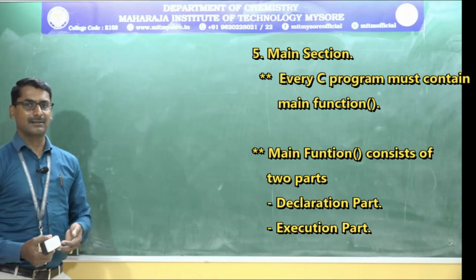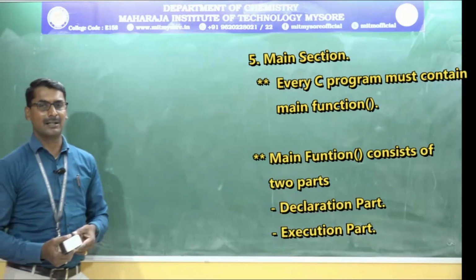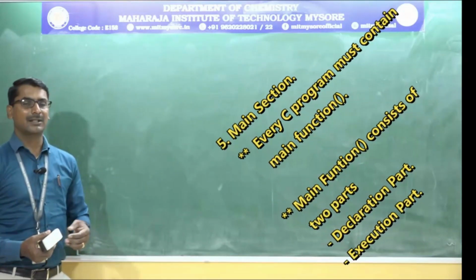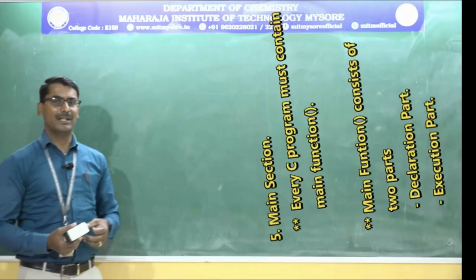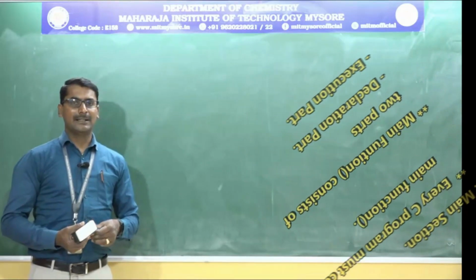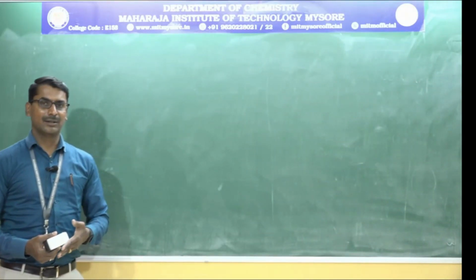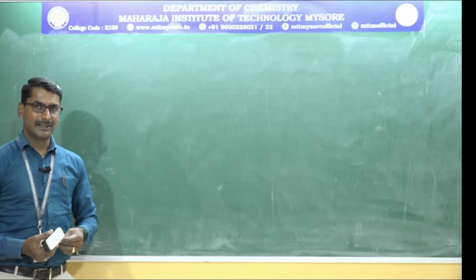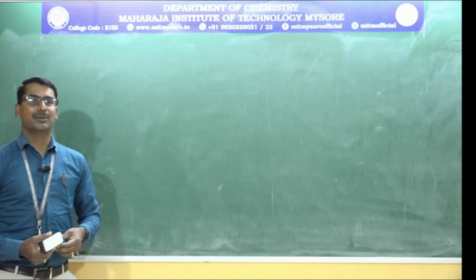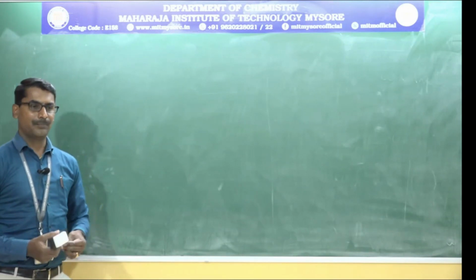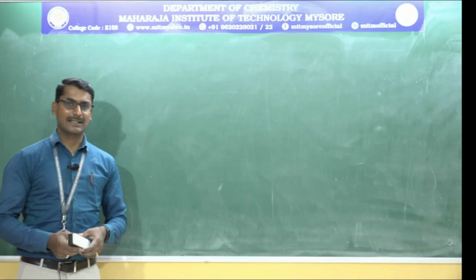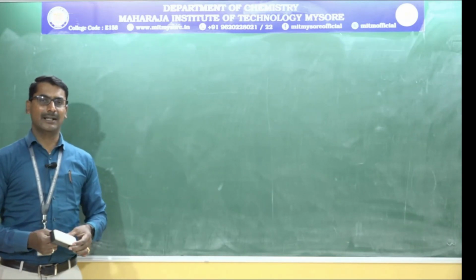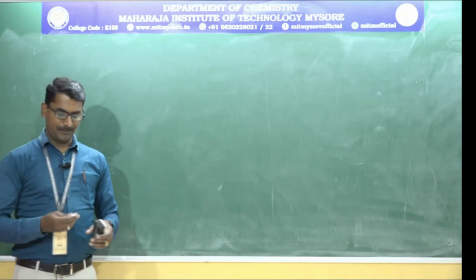The main section consists of 2 parts: one is the declaration part, and the other is the executable part. The declaration part contains the declaration of the variables which we are using in the program. Next is the executable part. The main function must contain at least one executable statement, otherwise the program will be of no use. Up to here we discussed in the last session. In this session, we are going to discuss character sets and tokens in C language.